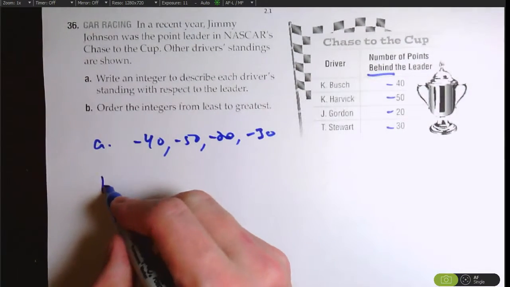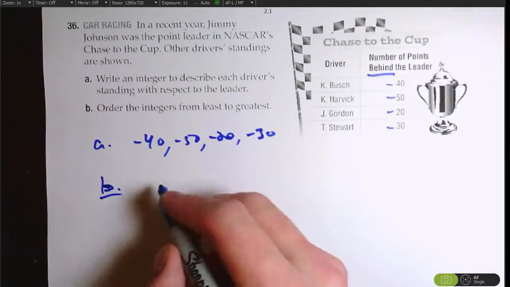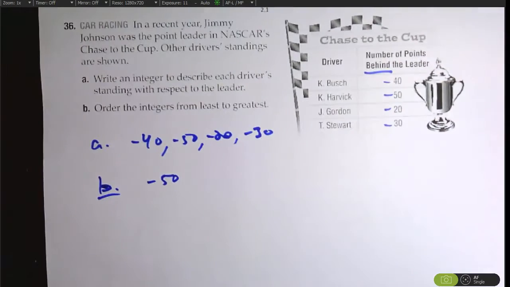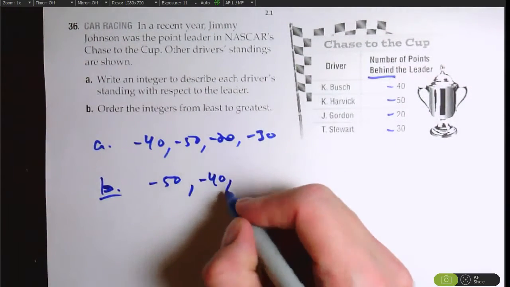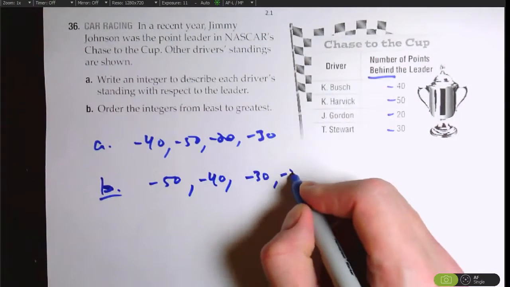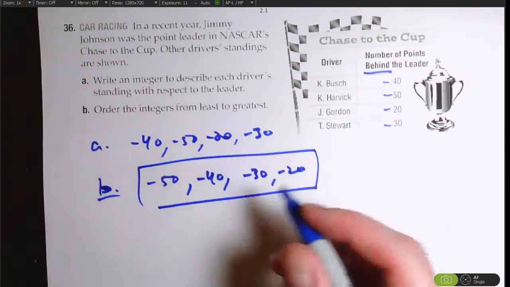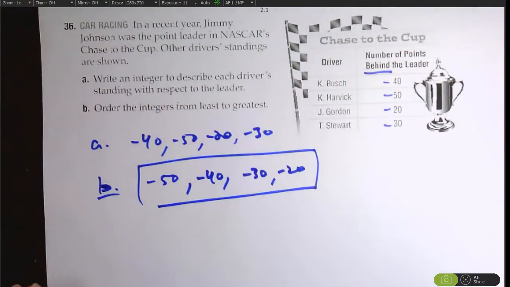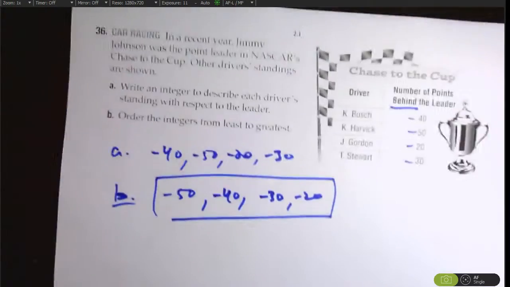And then B is to order it from least to greatest. Well, the smallest one is the negative 50 because it's most to the left. Then negative 40, negative 30, negative 20. Again, that's what least means. It just means the most to the left. Which one's left versus which one's right. Greatest is to the right, least is to the left. So there we go.